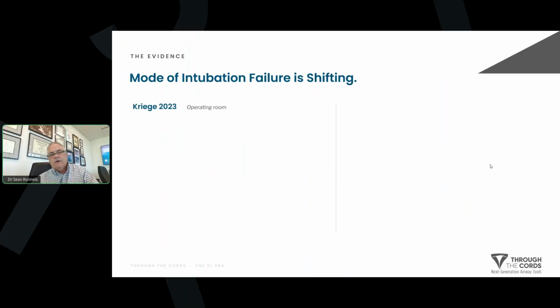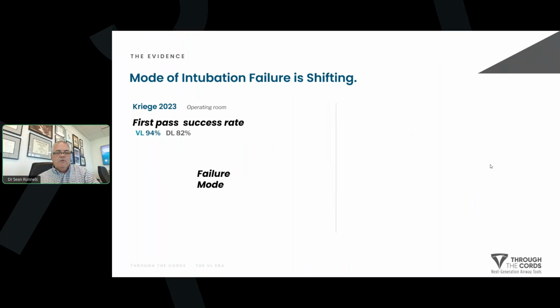So these are some studies that demonstrate empirically the shifting intubation failure mode. This is a big study by Krieg, and I'm sure most of you are aware of this. They looked at operating room intubations with video laryngoscopes and direct laryngoscopes. They were all seasoned operators, in a multi-centered, randomized controlled trial with observational data. So the best stuff we can get. And what they saw was first pass rates: video laryngoscope, 94%, direct laryngoscope, 82%.